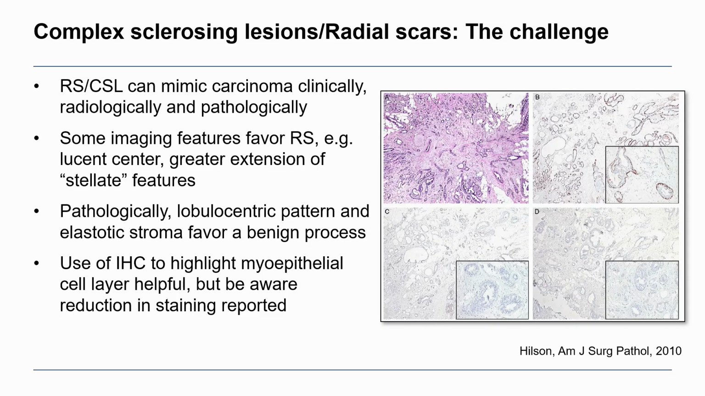Pathologically, we look for that lobular-centric pattern, elastotic stroma. Those things would favor a benign process. But often immunohistochemistry is needed to highlight a myoepithelial cell layer. But be aware that reduction in staining has been reported, and this is from an earlier paper by our group, where you see a complex sclerosing lesion here, and here some immunostains showing reduction of expression with smooth muscle myosin heavy chain.